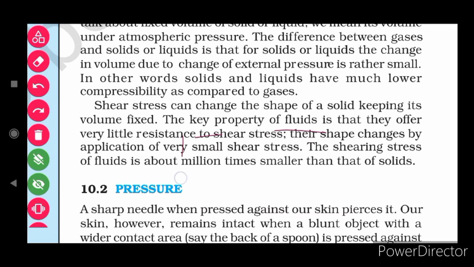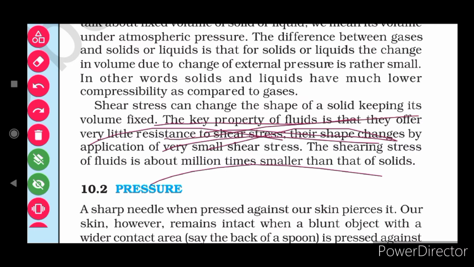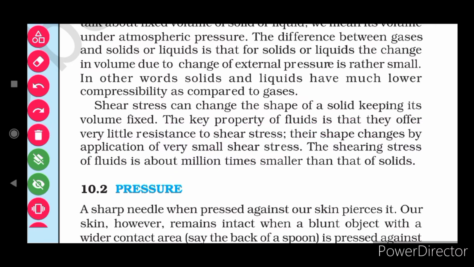When you apply shearing stress, a tangential force, to a solid, the shape will be deformed, but it will come back. But when you apply a tangential force to a liquid, they are not coming back, they are just flowing. So they offer very, very less shearing stress as compared to solids. The shearing stress of fluid is about a million times smaller than that of a solid.